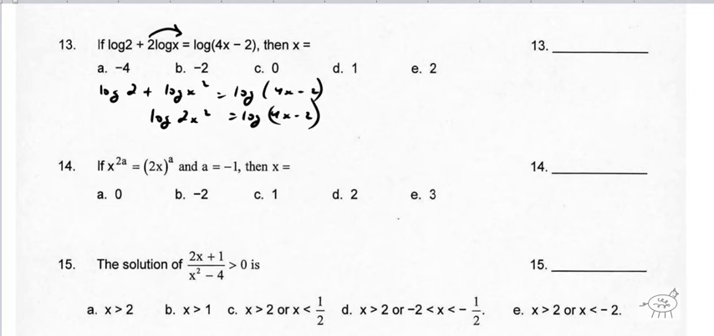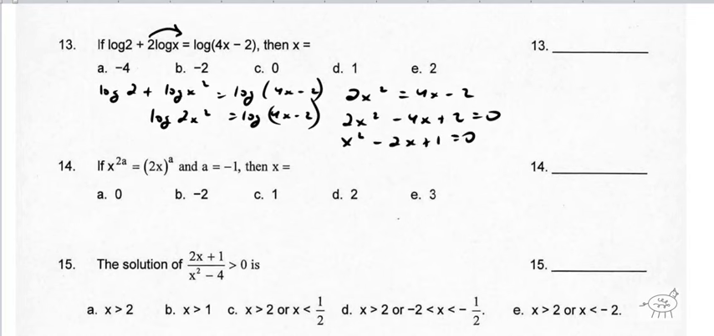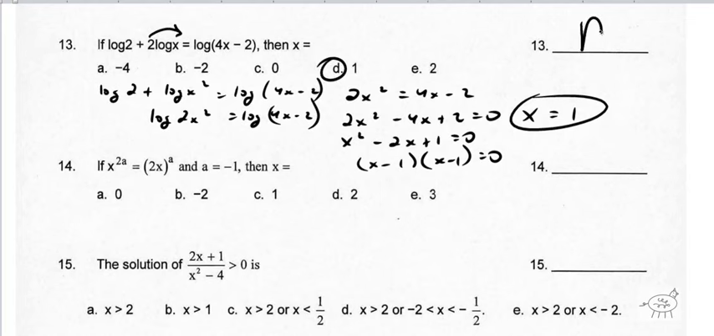And now I can set them equal to each other. So 2x squared equals 4x minus 2. Move it over, so 2x squared minus 4x plus 2 equals 0. If you want, I think it's nice to take a 2 out of there. So that gives me x squared minus 2x plus 1. And that factors to x minus 1, x minus 1. So x equals 1. Okay? And that is D.